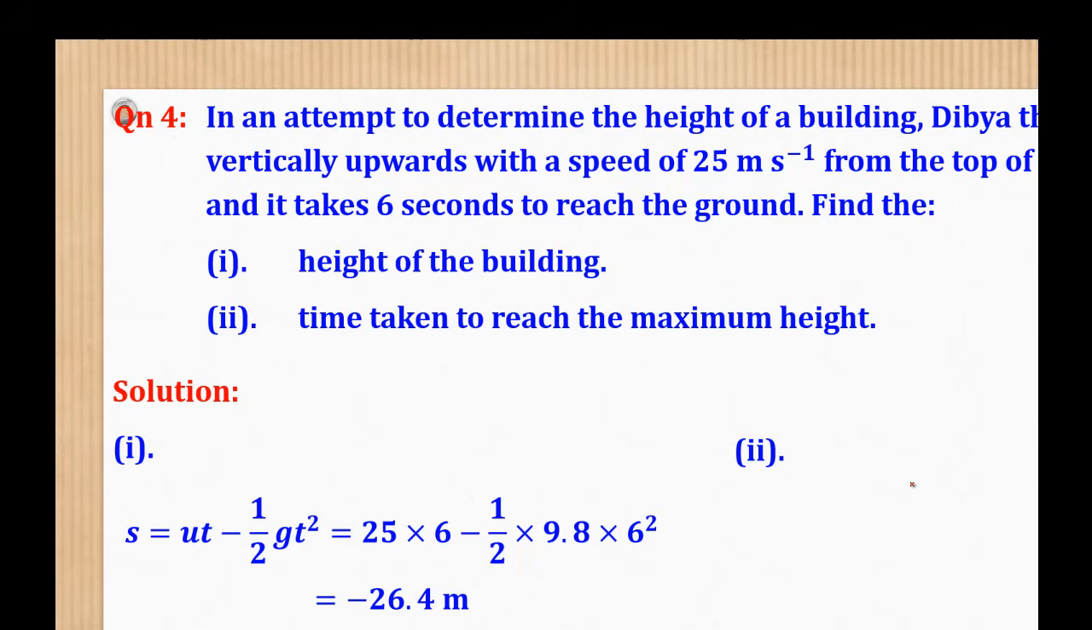Then Roman 2, the time taken to reach the maximum height. So there we shall use the first equation of motion, and we know that at maximum height, v is 0. U was given as 25 here. G is known, 9.8. Now this is what they want. So when you substitute, we shall be able to get the value of t, and that's what they wanted.